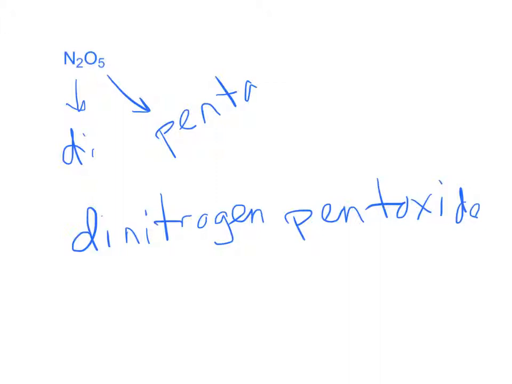So dinitrogen pentoxide. Now you're probably wondering, I thought that the prefix for 5 was penta. What happened to the A? As a general convention, when we have oxygen, we tend to chop off the A if there's an A at the end of the prefix. So instead of saying pentaoxide, we just call it pentoxide. If there were 4 oxygens, instead of saying tetraoxide, it would be tetroxide.